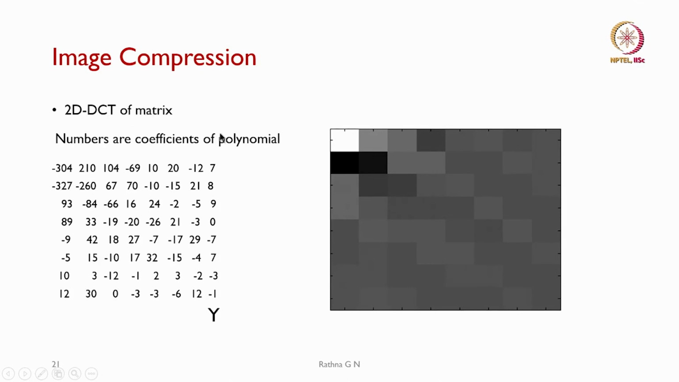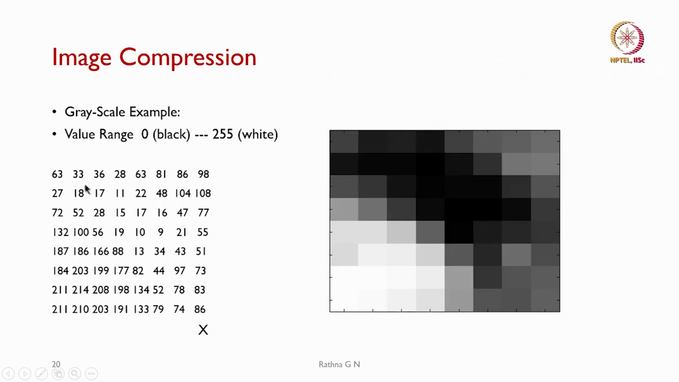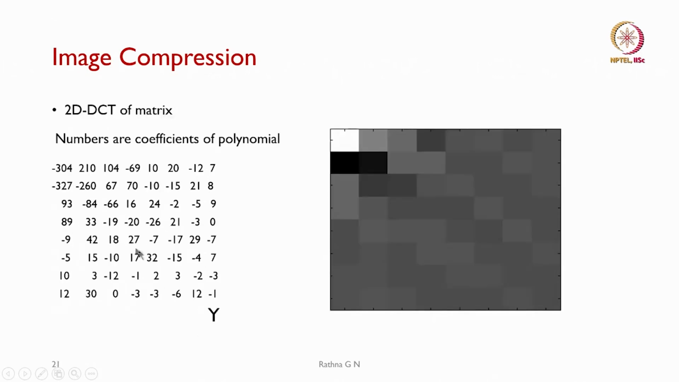The numbers are the coefficients of a polynomial, and after doing the 2D DCT, for this x value we get y. These are the values represented. We can see that this is the DC, minus 304, which corresponds to 255, white, and then you will see different values, approximately minus 327 and 260, somewhere here.